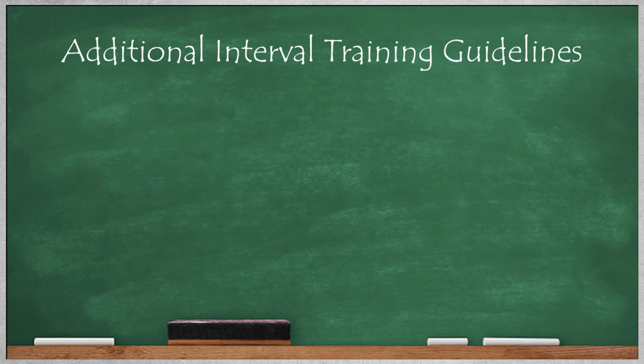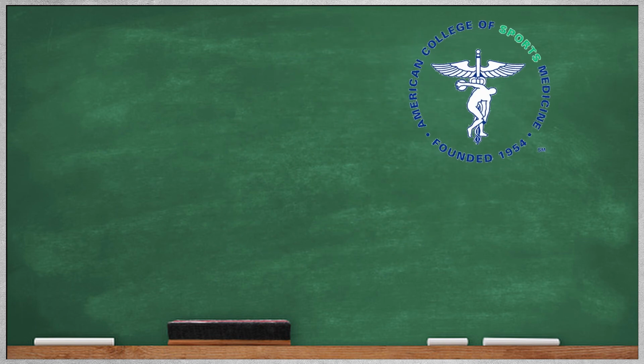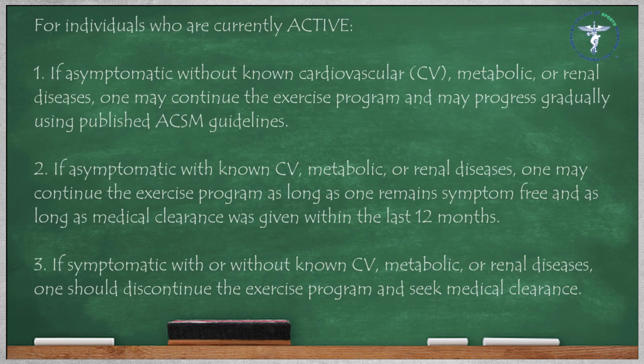Another important thing to understand is that no one should be prescribed aerobic interval training until they can show they're able to sustain continuous aerobic training in the middle of their aerobic training zone for a minimum of 15 to 20 minutes. It's also critical to understand and adhere to the following ACSM guidelines.